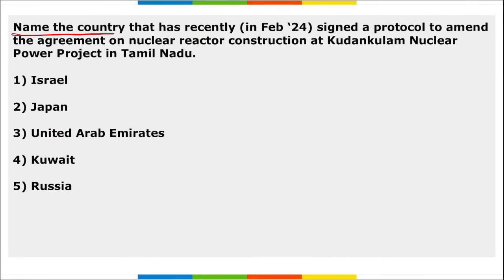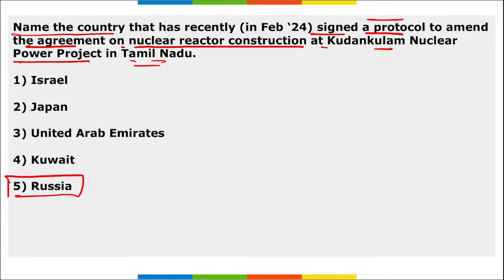Next, name the country that has recently signed a protocol to amend the agreement on nuclear reactor construction at the Kudankulam nuclear power project in Tamil Nadu. We know this Kudankulam nuclear power project is being developed with the help of Russia, and recently we signed a protocol to amend the agreement on nuclear reactor construction at Kudankulam. And where is this located? In Tamil Nadu. We have to remember this Kudankulam nuclear power project is a joint initiative between India and Russia.